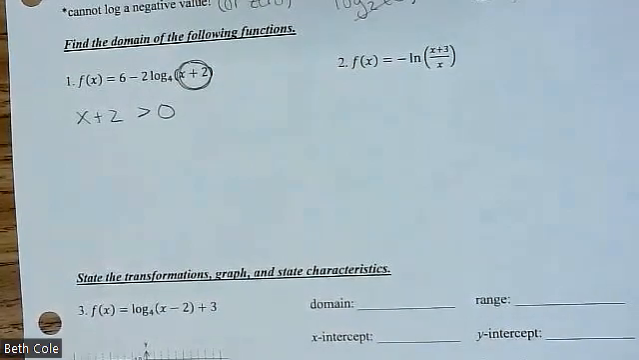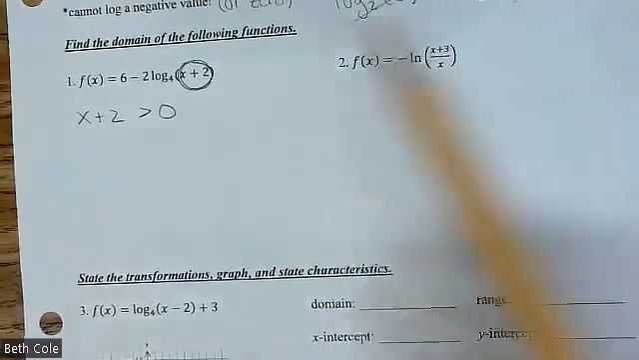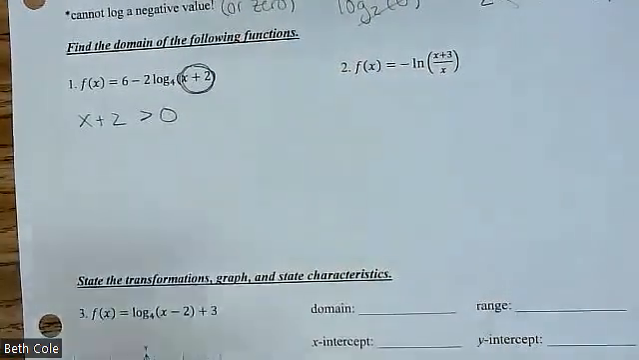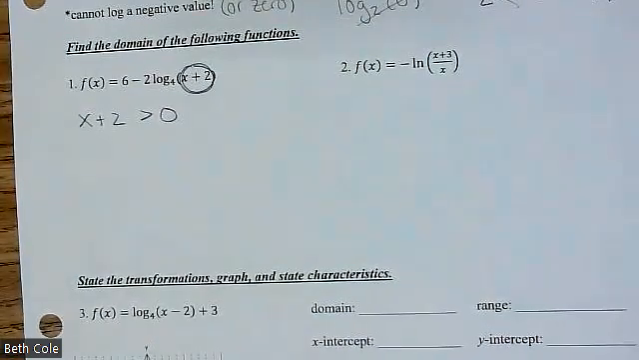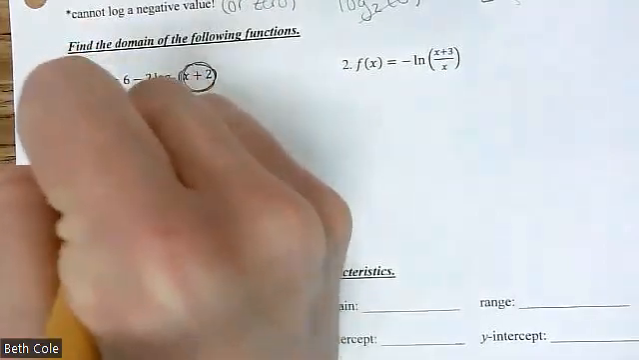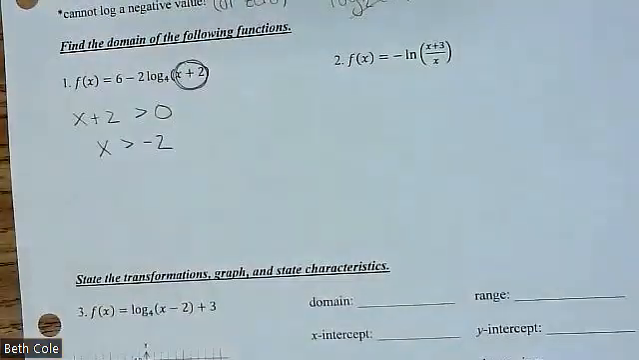Why did I not do greater than or equal to? Why did I just do greater than? It can't be 0, okay? And then you just solve that and write your answer. I started with a really simple one. What would you do to solve that? Yeah, minus the 2. And so x has to be bigger than -2. And you just have to write that in your interval notation.